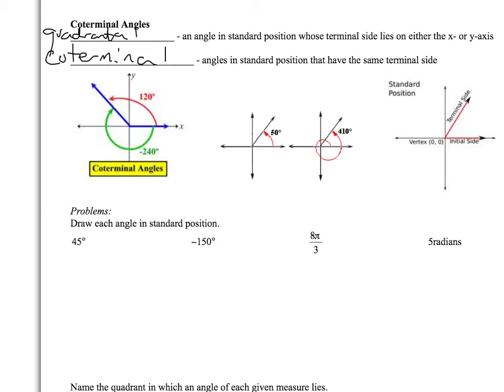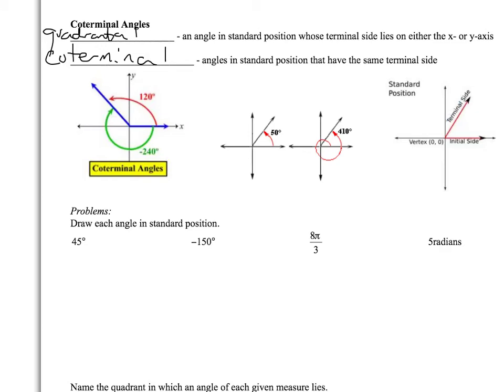Let's look at our pictures. 120 degrees is the same angle as -240 degrees because they end in the same spot. An angle of 50 degrees is the same as an angle of 410 degrees because they end in the same spot. Notice I was talking about before an initial side and a terminal side. Our initial side will always start on the positive x-axis, and our terminal side is somewhere else.